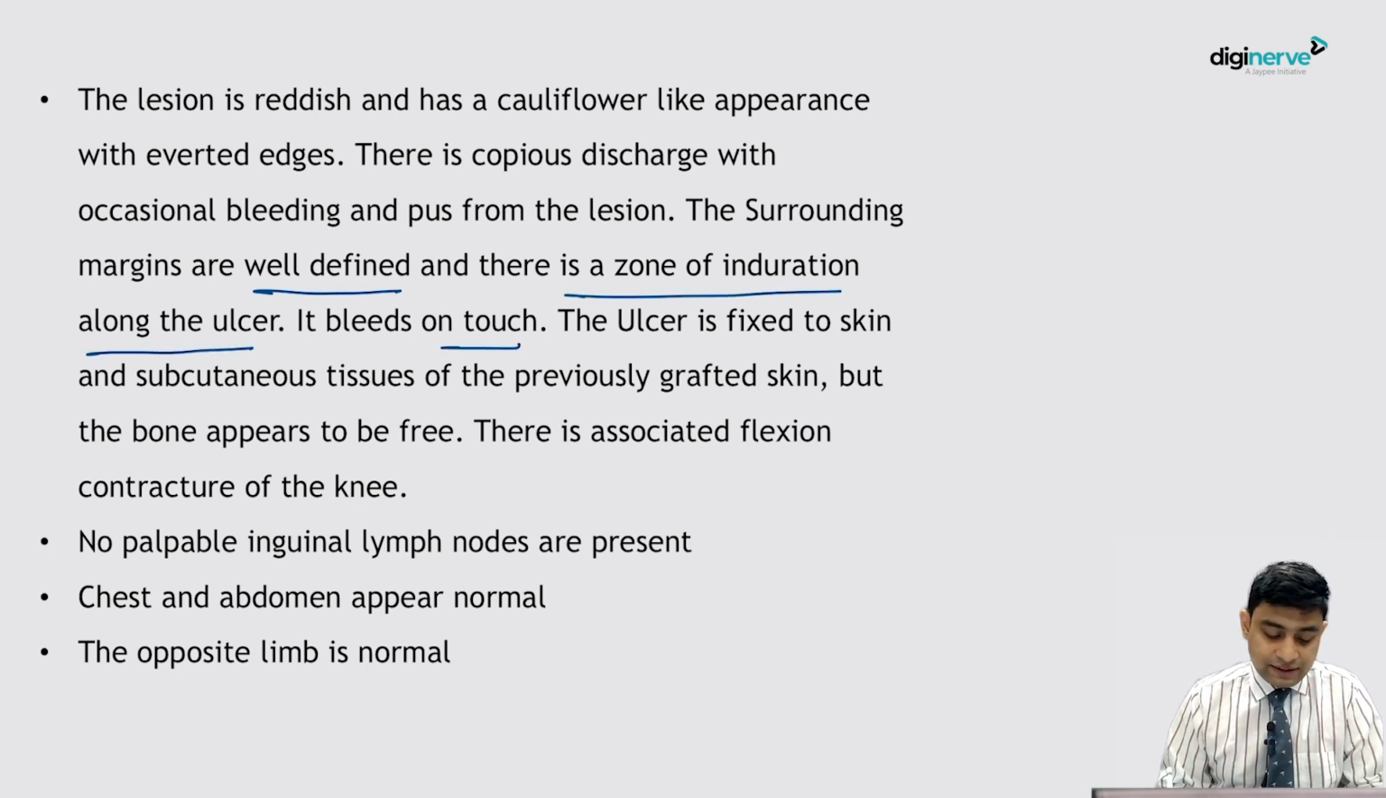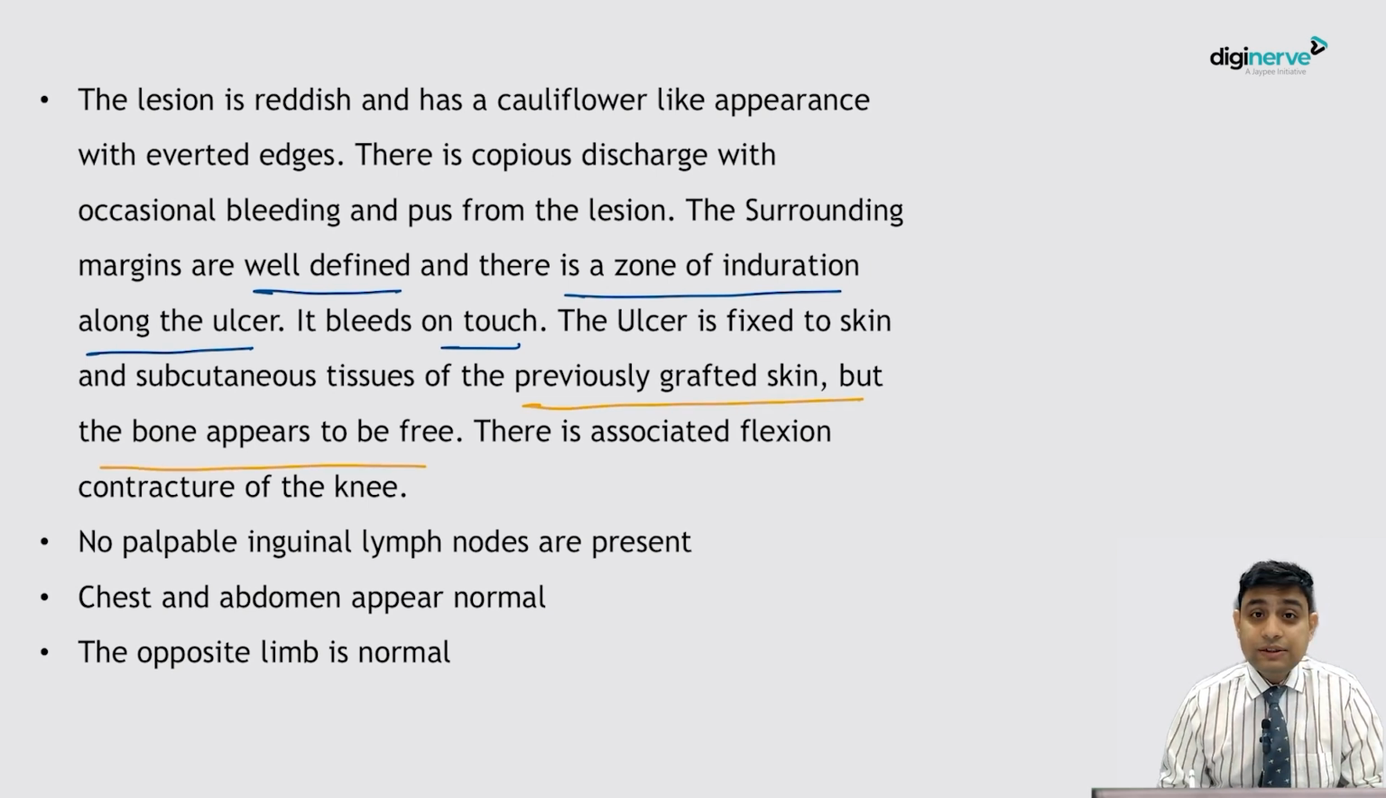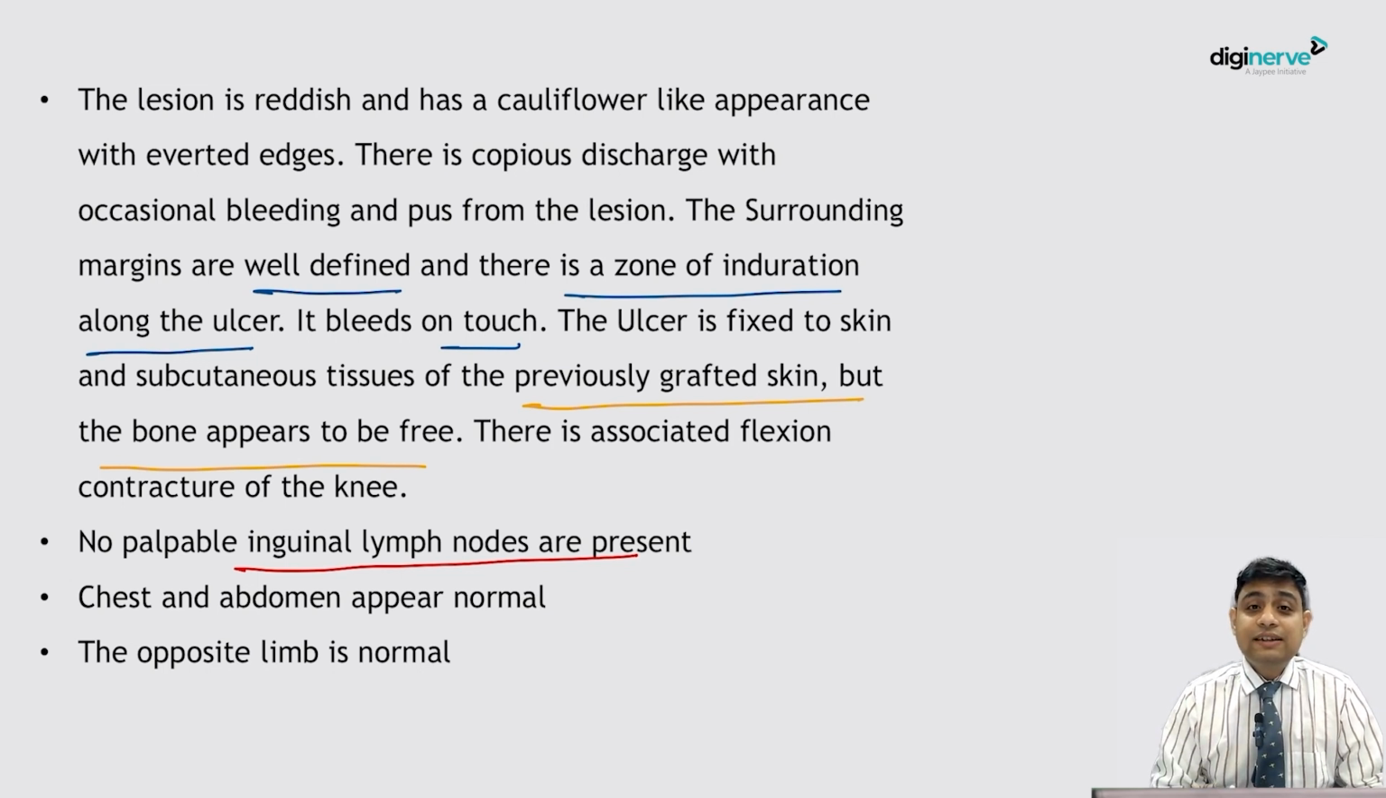The ulcer is fixed to the skin and subcutaneous tissues over the previously grafted skin, but the bone and the underlying muscles appear to be free. Okay, this is also something very important because it gives us the depth of the tumor, as to how much we need to excise the tumor when we are planning surgery. There are no palpable inguinal lymph nodes. This again tells us how much nodal resection or nodal management we need to do. The chest and abdomen appear to be normal, and the opposite limb appears to be normal because this is confined to one limb, so it's always prudent to take the history of the opposite limb as well.